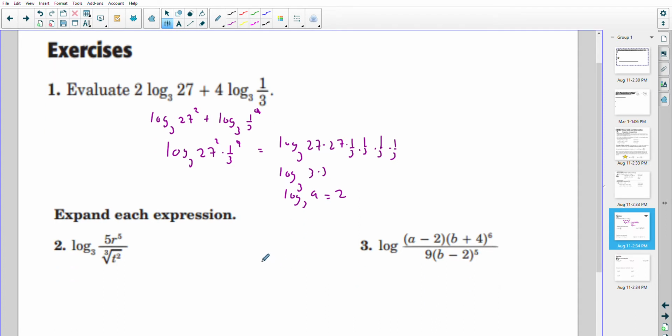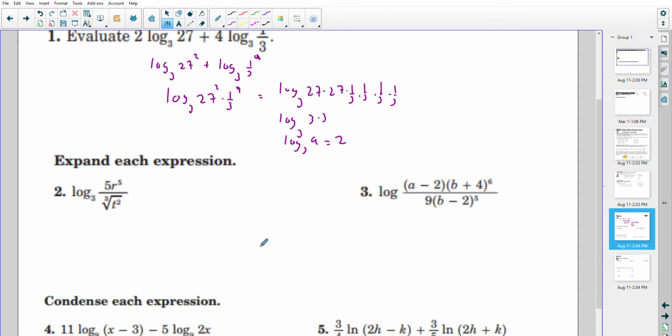Another type of problem that you can have is something called expanding, and this expanding looks like, with radicals, it looks kind of strange, so you're going to want to get rid of that radical first to see what you're looking at, and so that's going to be t to the 2/3 power. You've got t's and r's, so you can't combine any of that. Next, we want to separate that out, so it's going to be log base 3 of 5r^5. This is the quotient rule, minus log base 3 of t to the 2/3.